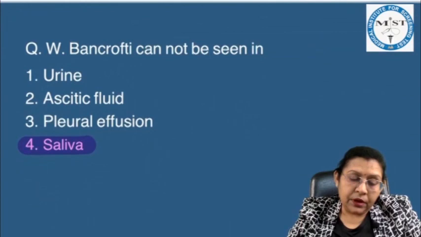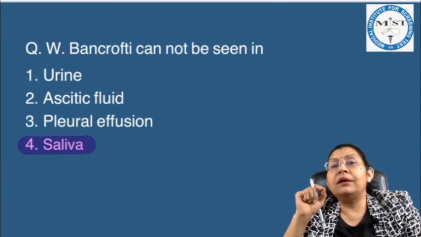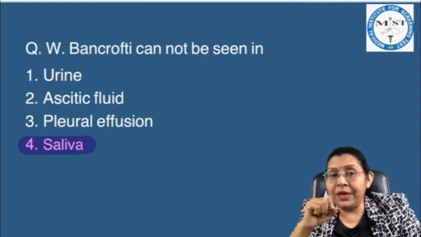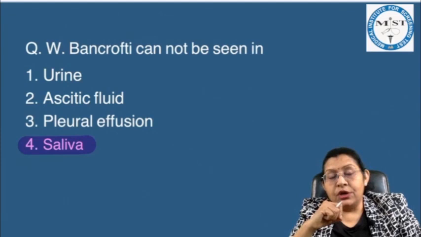Wuchereria bancrofti cannot be seen in. Now, commonly Wuchereria bancrofti are seen in the lymphatics, and we can see them in blood smears also, especially the microfilariae. But sometimes they are also seen in urine, ascitic fluid and pleural fluid, as well as pericardial fluid. But very rarely they are seen in salivary secretions. So among the given choices, the best suitable answer is saliva.